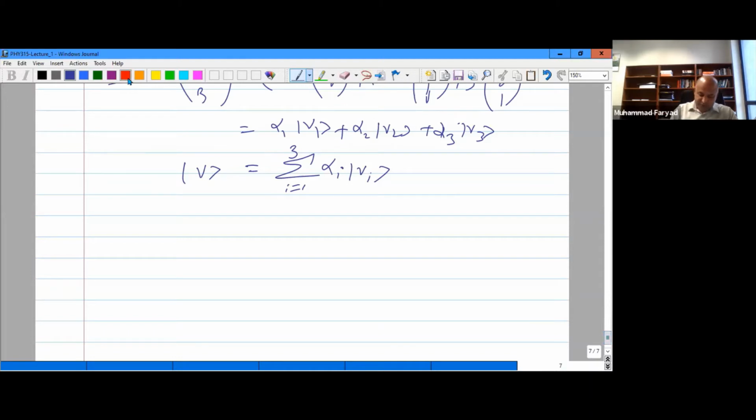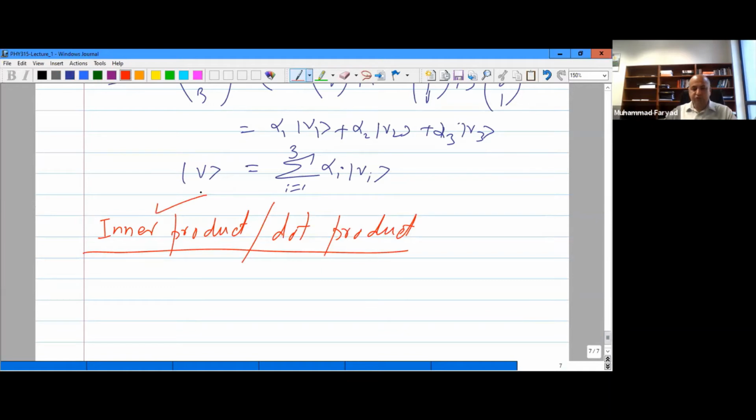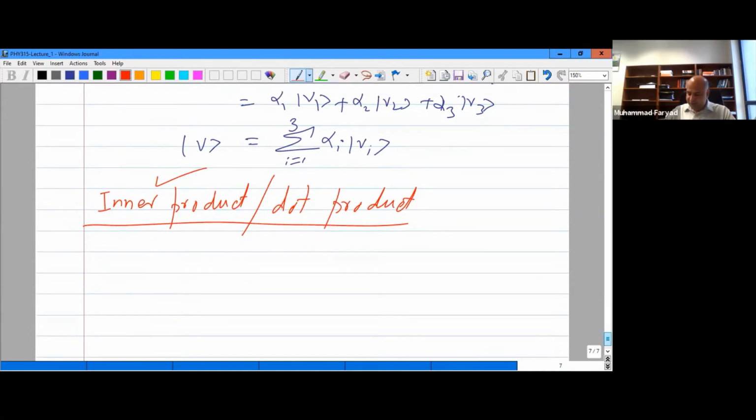Let's now discuss the next important concept. It's called the inner product. Some people also call it dot product, but we will exclusively be using this word inner product in this course. But if it helps you to remember, you can call it dot product if you like. So inner product is defined. You can define it actually in several ways depending on a vector space.